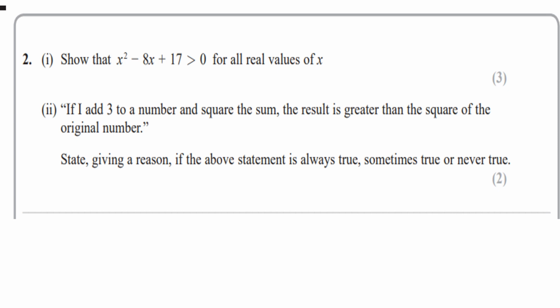Just see now to our maths, looking at completing the square, okay, grade 9 only, higher tier only for AQA, EdExcel and OCR, okay, in roughly 96 seconds. Let's go. So this is 2i. Show that x squared minus 8x plus 17 is greater than 0 for all values of x.